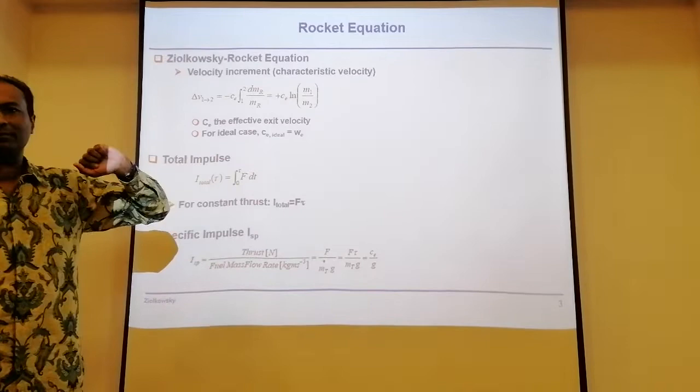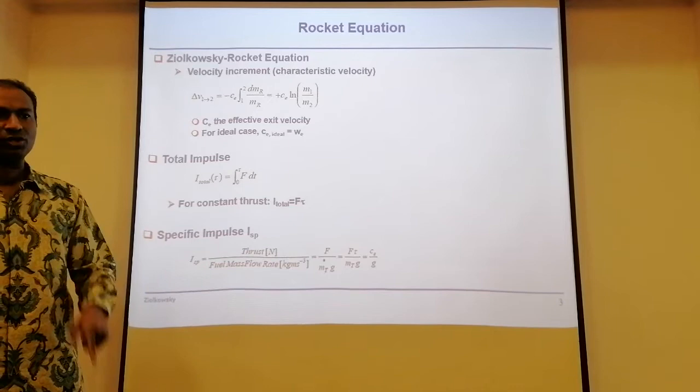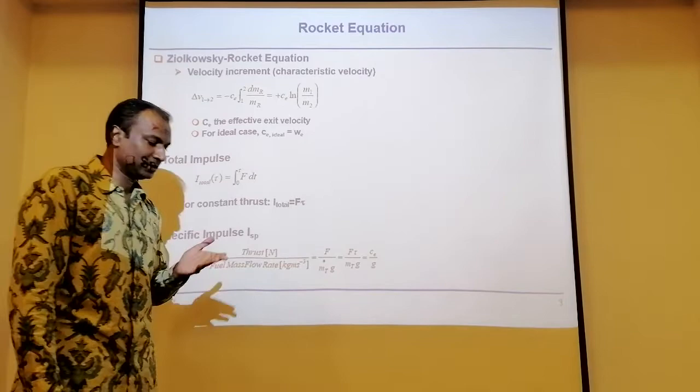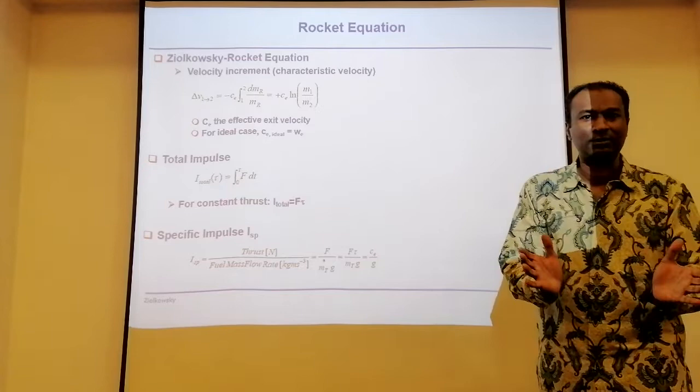But in actual fact, WE will never be the same as CE, the effective exit velocity. To use the rocket equation, you must have the effective exit velocity. Who is going to give you this effective exit velocity? The rocket manufacturer will tell you what the CE of this particular rocket is. The engine manufacturer will give you the WE of this rocket. But when you want to calculate your trajectory, you must use CE.